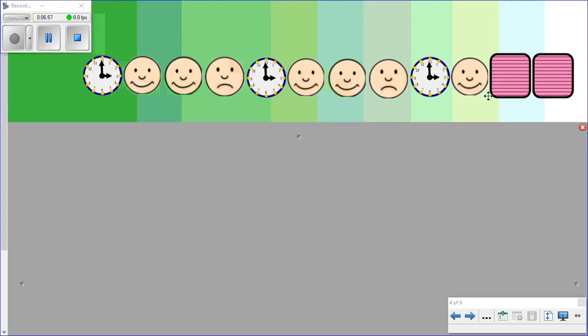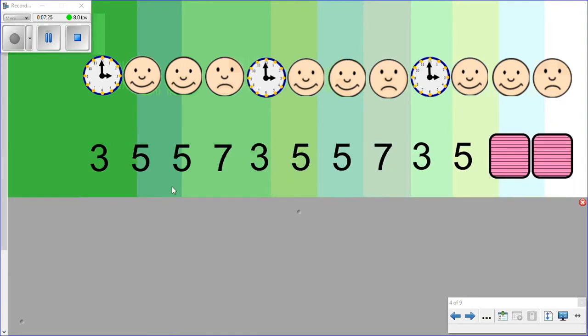Before I show you what comes next, let me say this pattern again since I made a mistake. Clock, happy, happy, sad. Clock, happy, happy, sad. Clock, happy, happy, sad. All right?